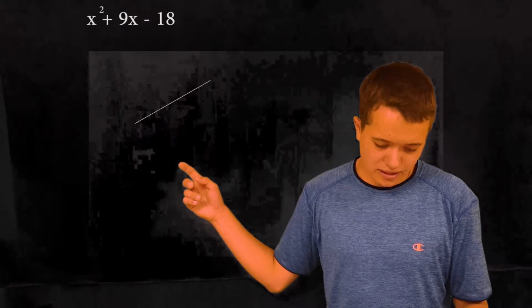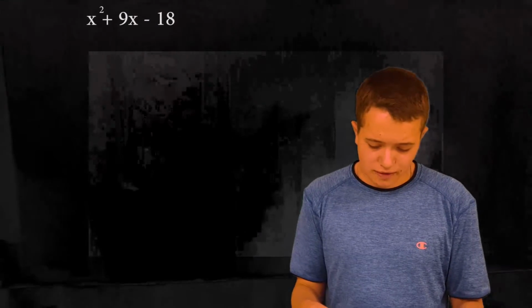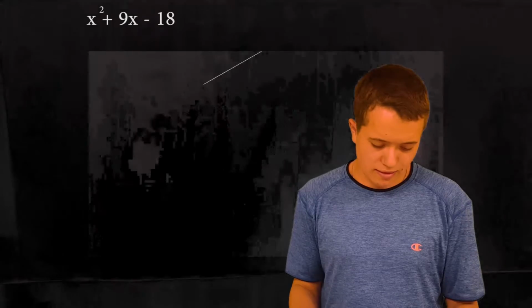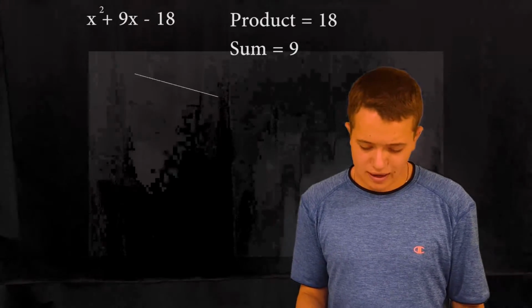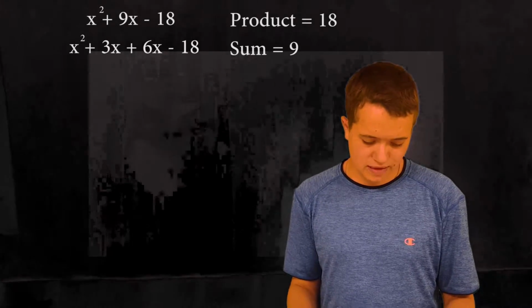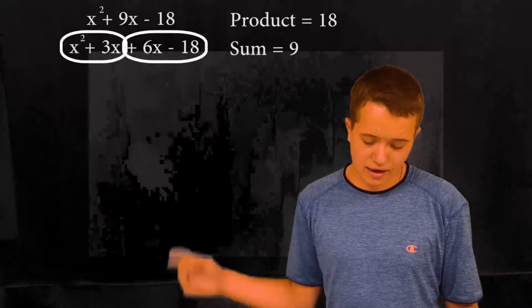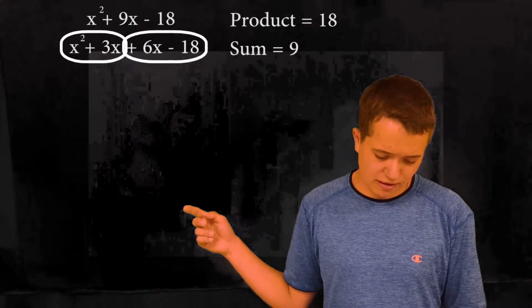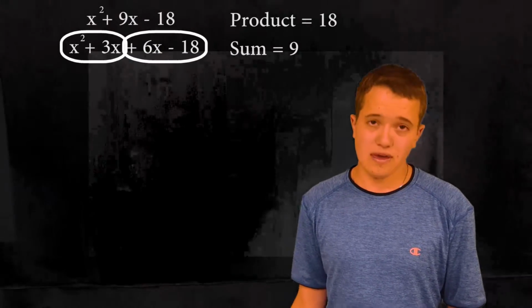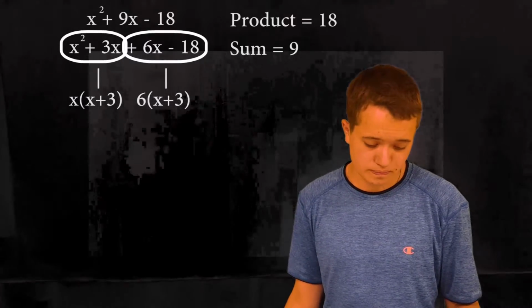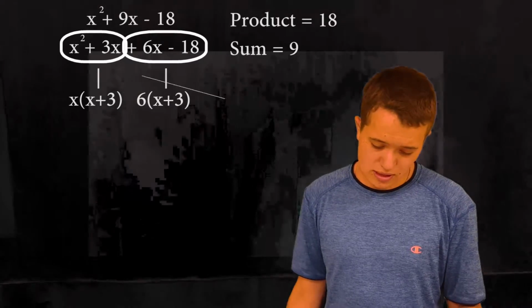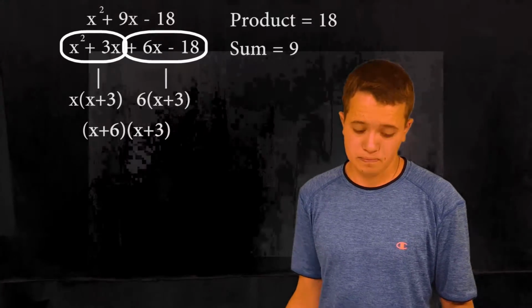Sum and product are another example. An example of this would be x squared plus 9x plus 18. First, you need to find two numbers with a product of 18 and a sum of 9. Only 3 and 6 would work for this. So you would replace the 9x with 3x plus 6x and factor by regrouping. x squared plus 3x plus 6x plus 18 becomes x(x + 3) + 6(x + 3), which then becomes (x + 6)(x + 3).